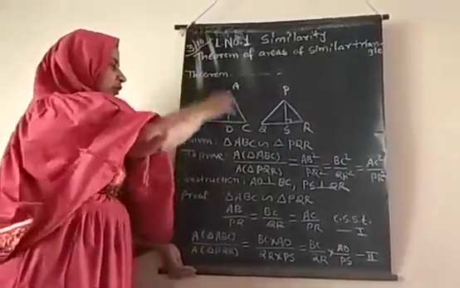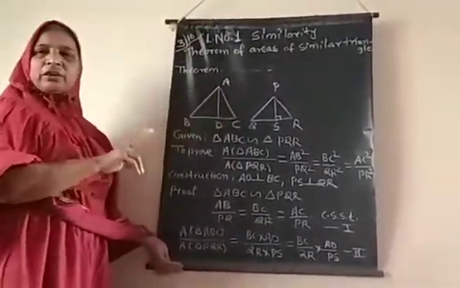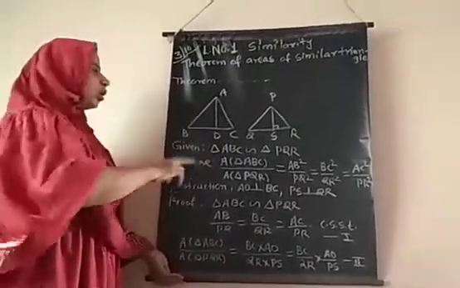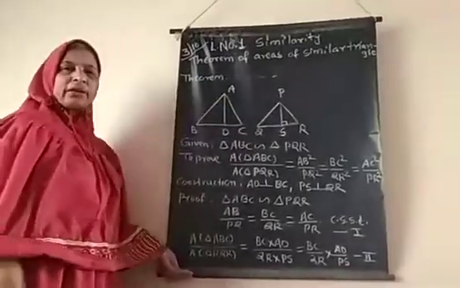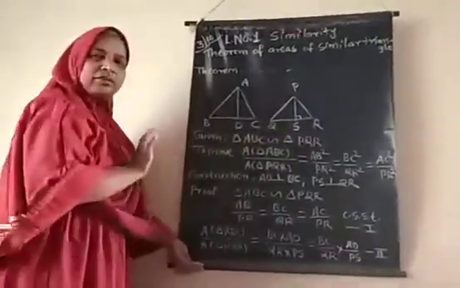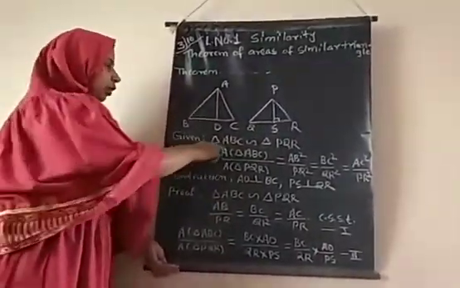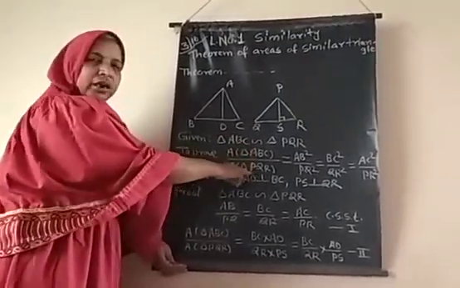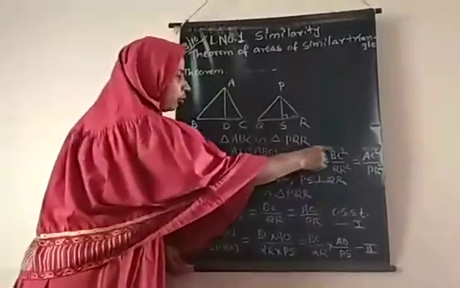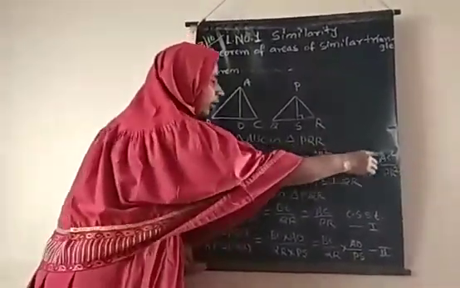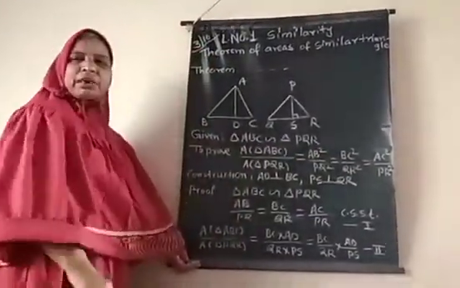So the only given part in the theorem statement is that the two triangles are similar. Our triangles are triangle ABC and triangle PQR. These two triangles are similar. This is the given part. To prove: area of triangle ABC upon area of triangle PQR is equal to AB square upon PQ square, is equal to BC square upon QR square, is equal to AC square upon PR square.